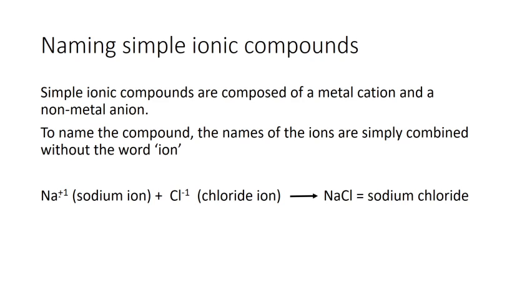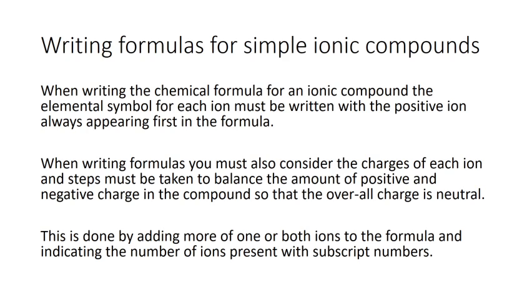And then to name the compound, the names of the ions are simply combined without the word ion. A sodium ion and a chloride ion combine to form sodium chloride, a chemical that I'm quite sure you're all familiar with. And for simple ionic, that's about as difficult as it gets. We talk a little bit about when they have subscripts, but the subscripts for simple ionic are not going to change the name at all, unless your metal is in the D block, but we will talk about that later in the video.